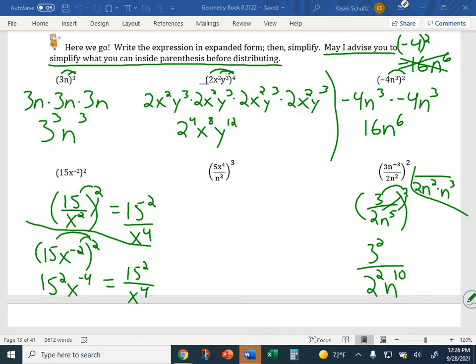Had we distributed first before moving that negative power down, we would have gotten 3 squared n to the negative 6th over 2 squared n to the positive 4th. And hopefully you can see that when we would bring that negative exponent down then, we would still get n to the 10th as a final answer because those negative 6 would be positive 6, and then 4 plus 6 gives us the 10. Either way is fine. Okay, I feel like I've talked a lot.